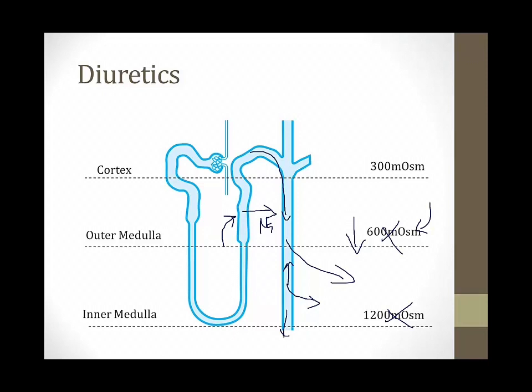They send lots of water out in the urine. What this means is that in the setting of a loop diuretic, it's very hard to reabsorb too much water and become hyponatremic, and that is because these gradients have been diminished by the drug. Contrast that with thiazide diuretics.